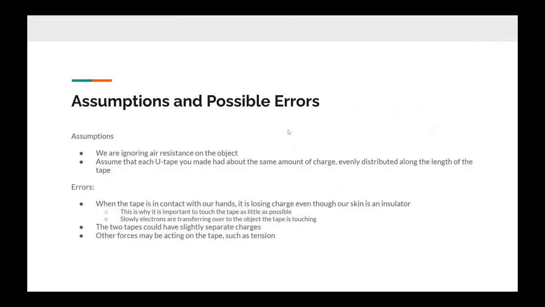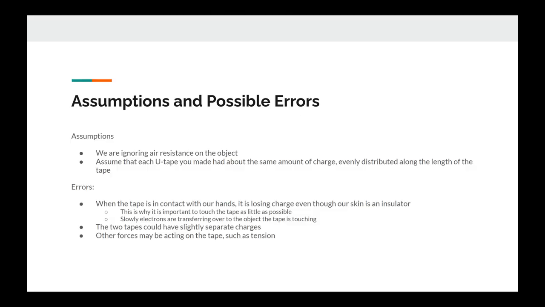Assumptions and possible errors for this technique. Assumptions: we are ignoring air resistance on the object. Even though it is stationary, we are ignoring air resistance as it travels. However, it doesn't really matter because it is stationary, floating. More importantly, we assume that each piece of tape has the same amount of charge evenly distributed along the length of the tape.